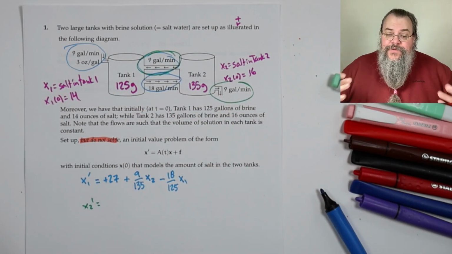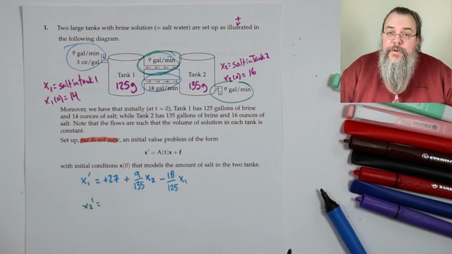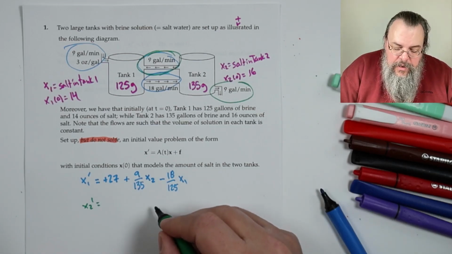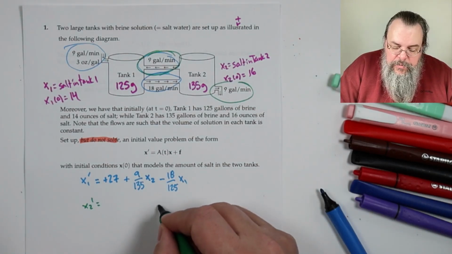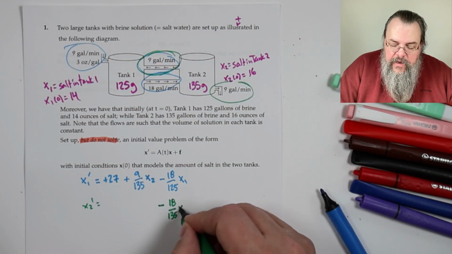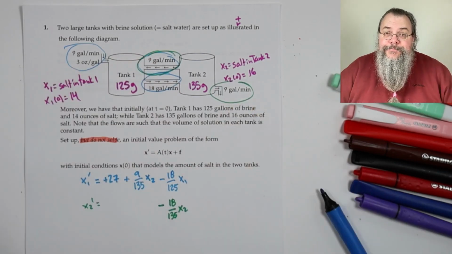And so how much is going out? Well, 18 gallons per minute. And so that's the proportion we're going to be losing, so I'll put a minus here, 18 over 135 x2. That is putting both of these together.